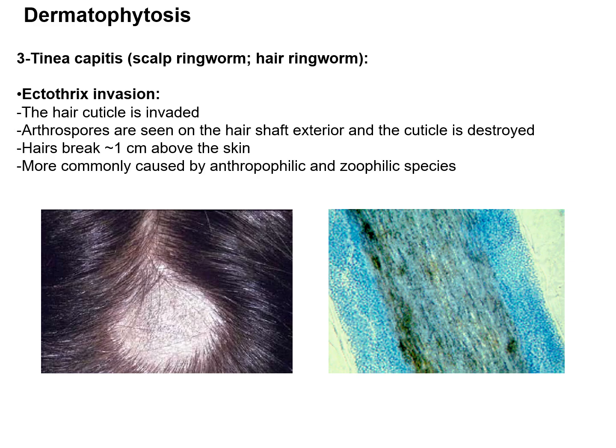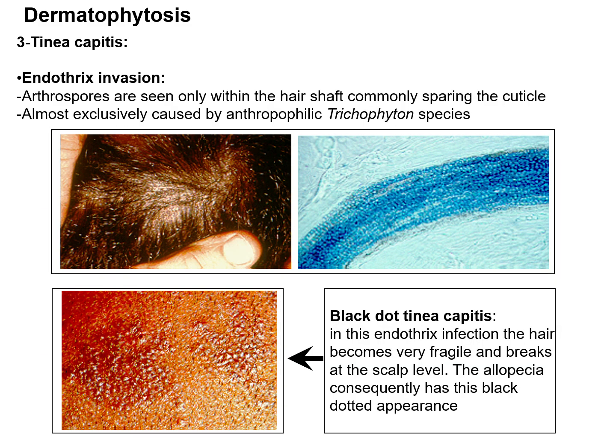Starting with the ectothrix type of tinea capitis. In this case, we have invasion of the hair cuticle, and if you're examining the hair shaft under the microscope, you'll see these arthrospores on the exterior, and so the cuticle is destroyed. Because of this, the hair will break about 1 centimeter above the skin. The agents that cause this are mostly anthropophilic and zoophilic species of dermatophytes.